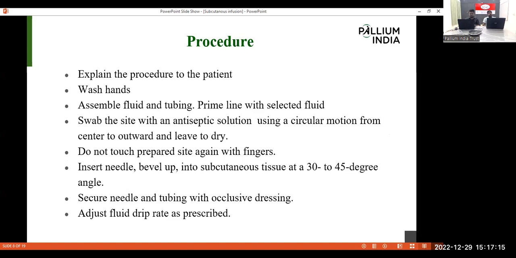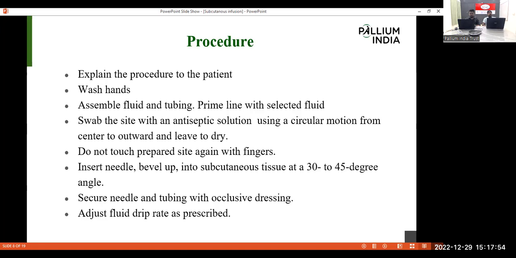Then the procedure. As with every procedure, we need to explain the procedure to the patient, because in our palliative care setting, if the patient is coming for the first time, the patient and the family members are all well known about the intravenous route or intramuscular route of injection. They are all well known, but the subcutaneous route of injection and continuous infusion are all new knowledge for the patient and the family. So we need to explain the procedure, why we are giving it, the importance, the advantages, everything.